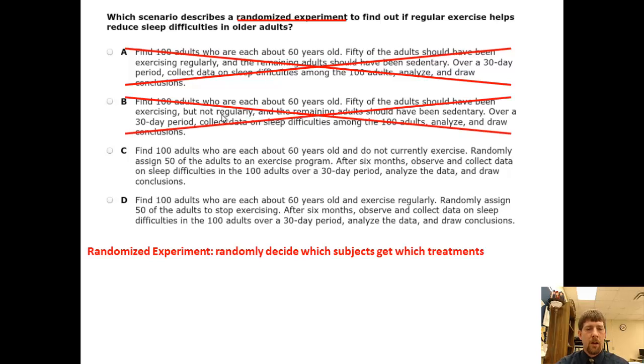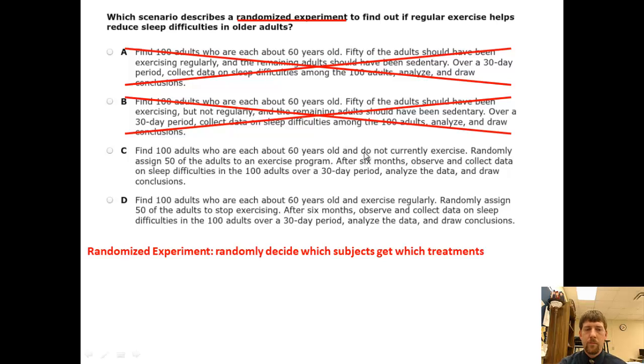Now we get to C. Find 100 adults who are each about 60 years old and do not exercise. So we've got 100 people that don't exercise. Randomly assign 50 of the adults to an exercise program. So we are assigning 50 of them. We are changing the behavior of 50 of these adults, putting them on a specific exercise program. So that's us affecting the group. That's a randomized experiment. So C looks really good.